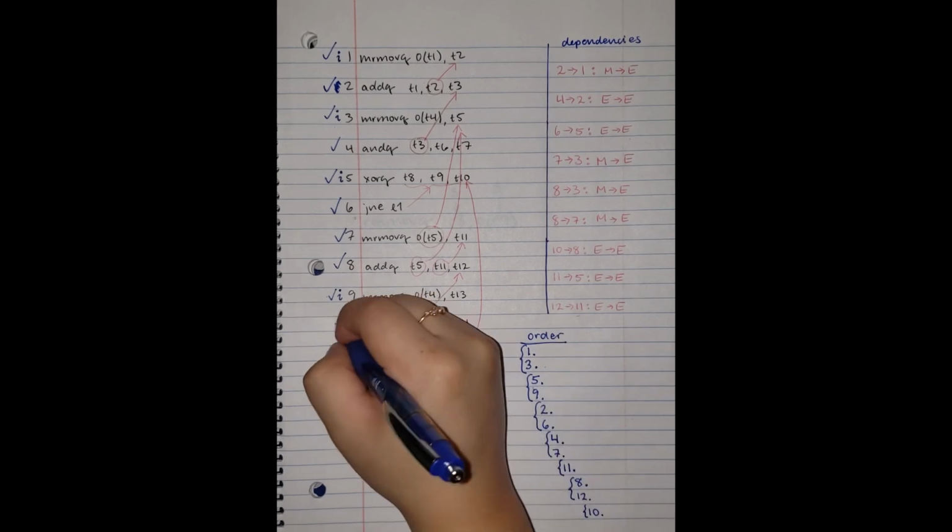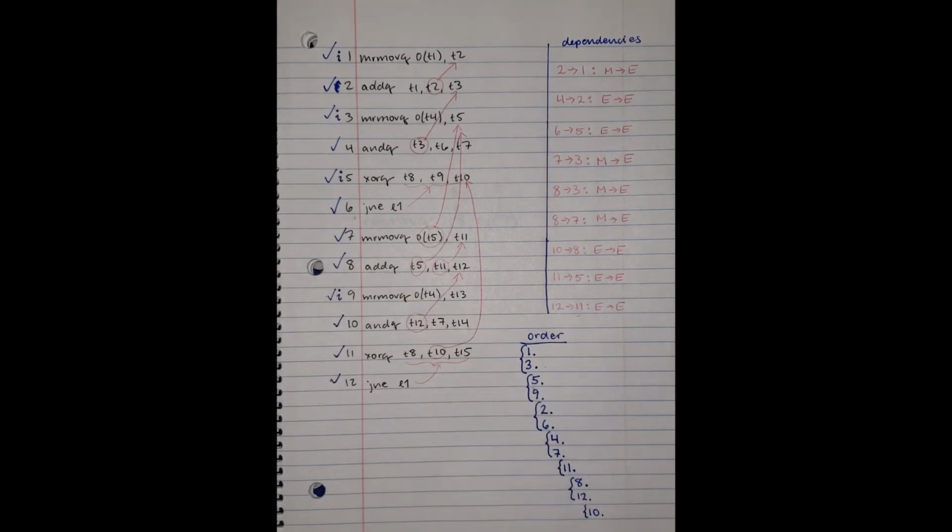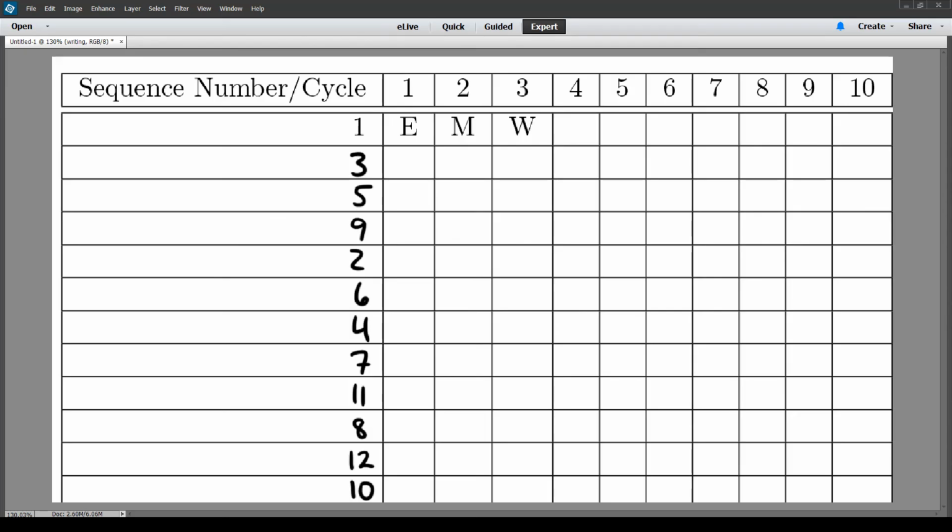So hopefully you've been following along up to this point, and the order of your instructions should be 1, 3, 5, 9, 2, 6, 4, 7, 11, 8, 12, and 10. Here we'll be filling out the table. That is the second part of problem 3. So now that we've determined the order of the instructions, this part is relatively simple. Just remember that we have a dual issue processor and that write-backs must occur in order. This means that we cannot write back 3 until we've written back 2.